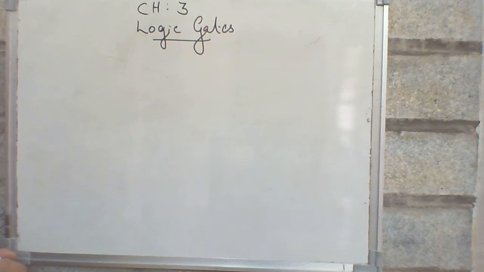Chapter 3 Logic Gates. Yeah, it's a small chapter. Actually, it is the continuation of chapter 2. Then, what is a logic gate? A logic gate is an electronic circuit having one or more input signals and producing one and only one output signal.